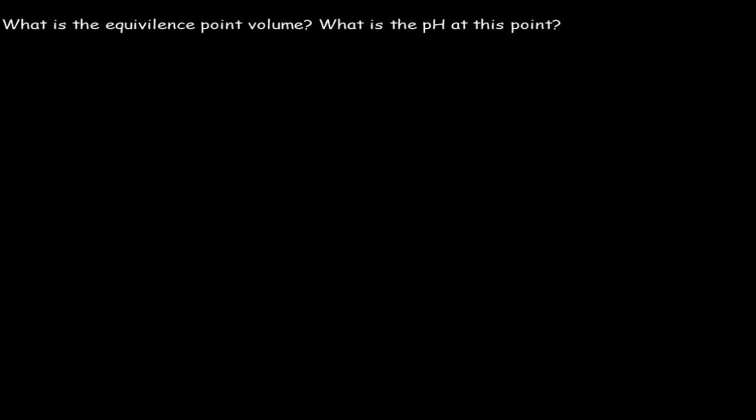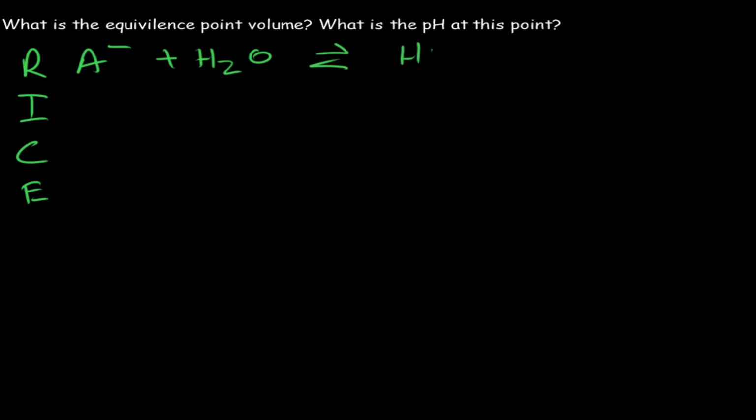This time we'll be calculating the pH of a weak base, because all we have is a weak base in our solution when we're at this equivalence point. So we can set up a RICE table and look at a reaction. A minus, our weak base, is going to react with our water, and it will create HA and OH minus.